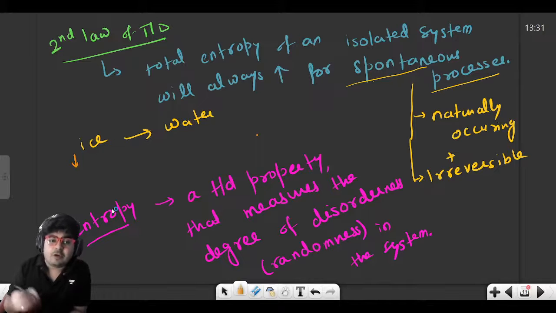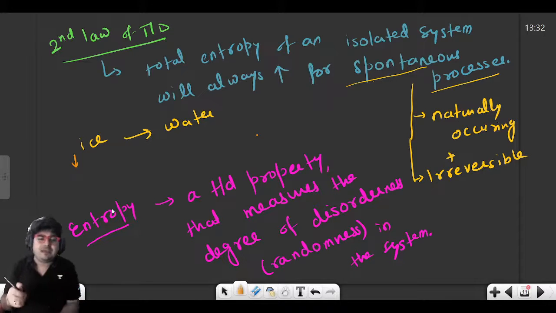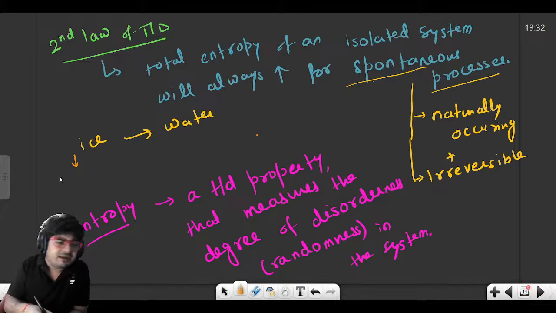What happens in the case of ice? There are molecules, and molecules are closely packed. They are not able to move here and there so frequently. So we can say ice is basically the solid state. So here the molecules are quite in an ordered manner.